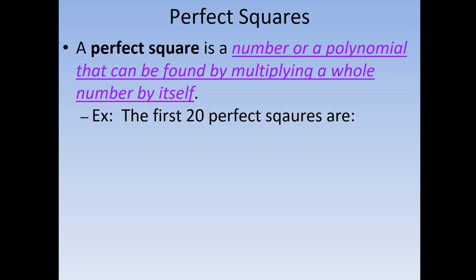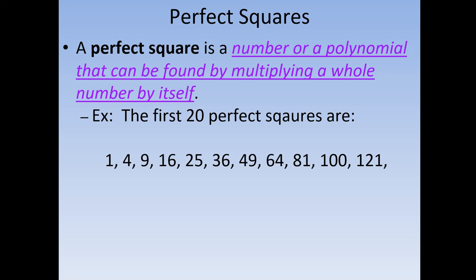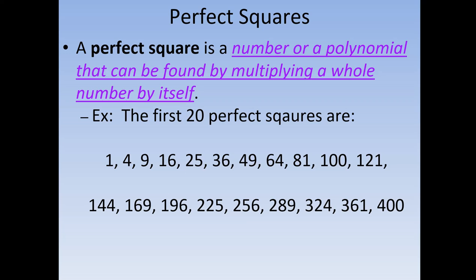So for example, the first 20 squares are 1, 4, 9, 16, 25, 36, 49, 64, 81, 100, 121, 144, 169, 196, 225, 256, 289, 324, 361, and 400. It's found by taking all the numbers leading up to 20 and squaring them. So 4 is 2 squared, 16 is 4 squared, 49 is 7 squared, 121 is 11 squared.